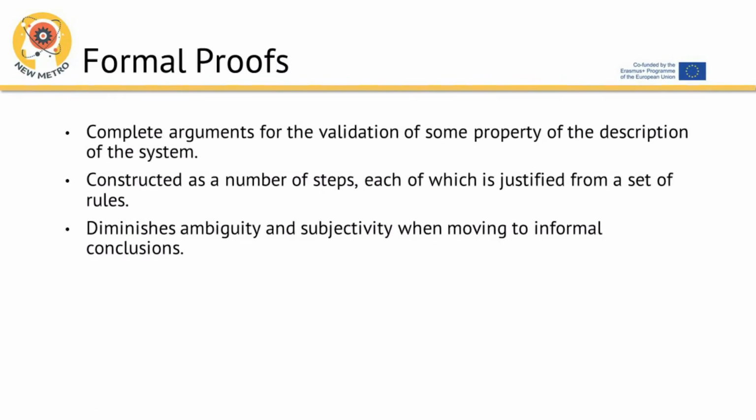Formal proofs. Complete arguments for the validation of some property of the description of the system. Constructed as a number of steps, each of which is justified from a set of rules. Diminishes ambiguity and subjectivity when moving to informal conclusions.